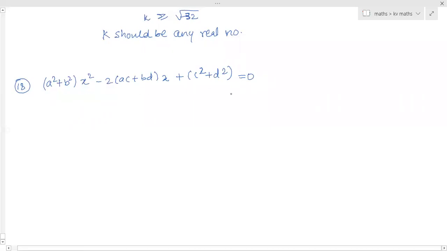Now this equation has real, equal roots. Roots are equal. Then prove that a by b is equal to c by d. So we have to prove a by b is equal to c by d, that we have to prove.